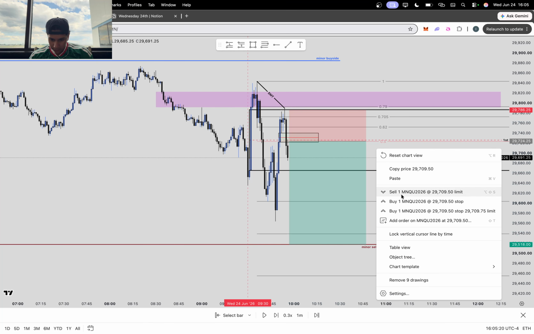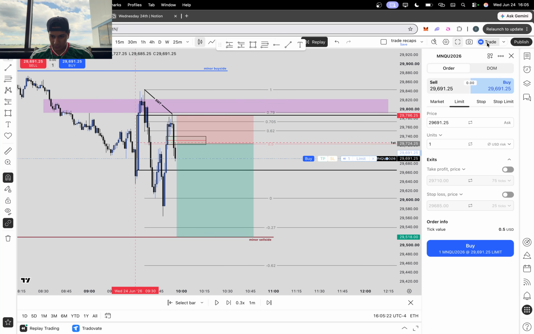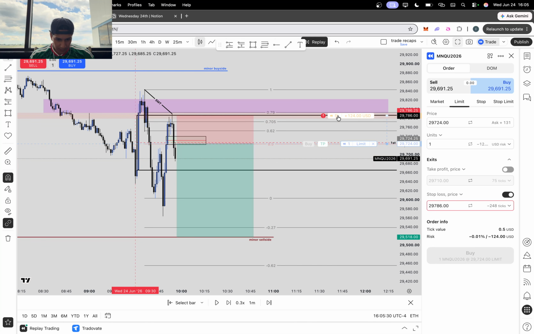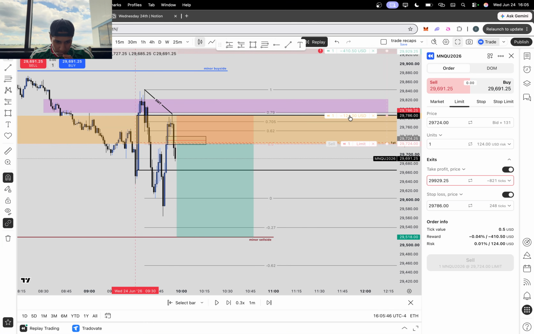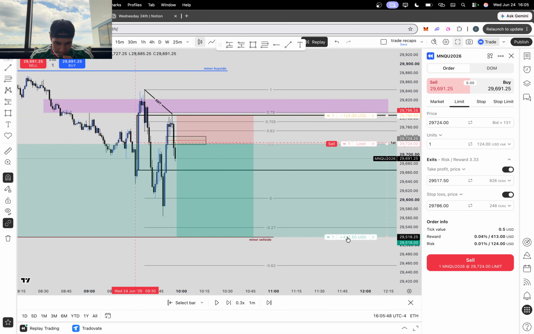How do I do this? Stop loss right here at the high. Targeting minor sell side. Sorry. Limit was set at consequent encroachment of the first percentage. So I go and sell.